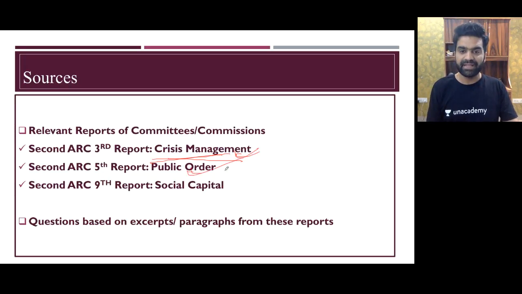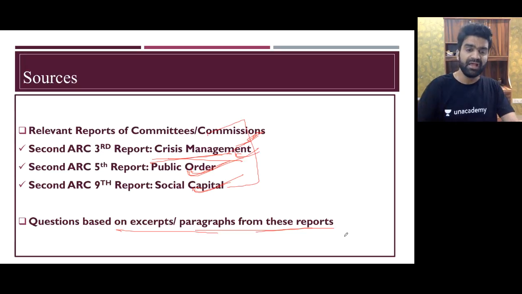Public order, again, the role of policing and the role of society, then social capital. These are the relevant themes which are relevant for our UPSC GS Mains Paper 3 syllabus also. Questions based on excerpts, paragraphs from these reports will be made and we'll also be seeing the model answers to those questions, the key points at least.